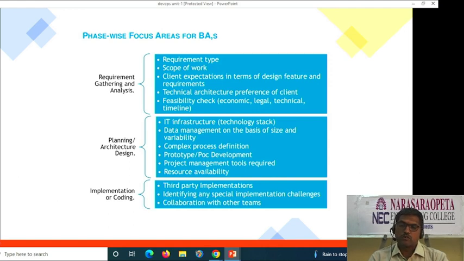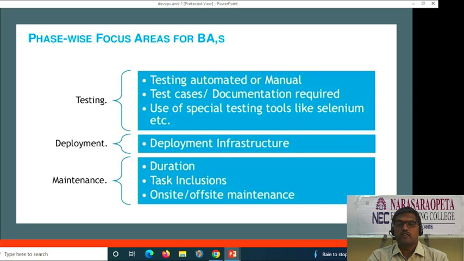So these are all the requirements and the design. Then you prepare the implementation, the code that identifies the special implementation challenges, and what type of collaborations there will be between the functionalities, functions, software profiles, or any other teams, and how to implement it. Then you write the testing: automated and manual test cases, documentation required, and special testing tools like Selenium, Windows, Rodon, Restaurant, JMeter. Many types of testing tools will be there.